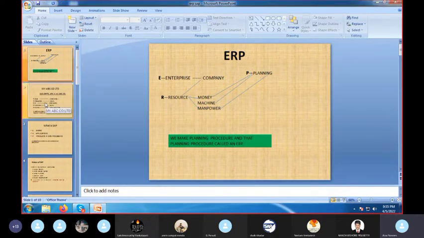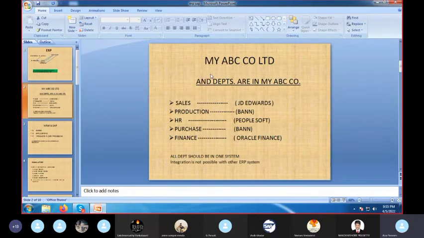Next, suppose I have a company, and my company name is ABC Company Limited. As we all know, every work should be divided into different departments, like division of labor, so that work will be easier. So in every organization, work is divided into different departments. In my company, ABC Company, I have sales department, production department, HR department, purchase and finance.